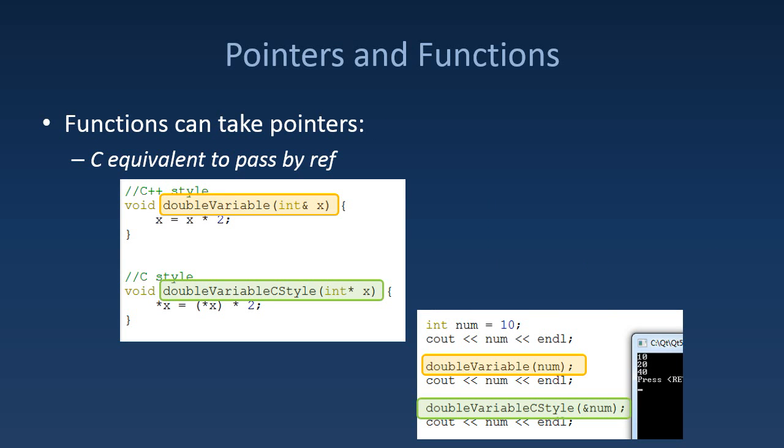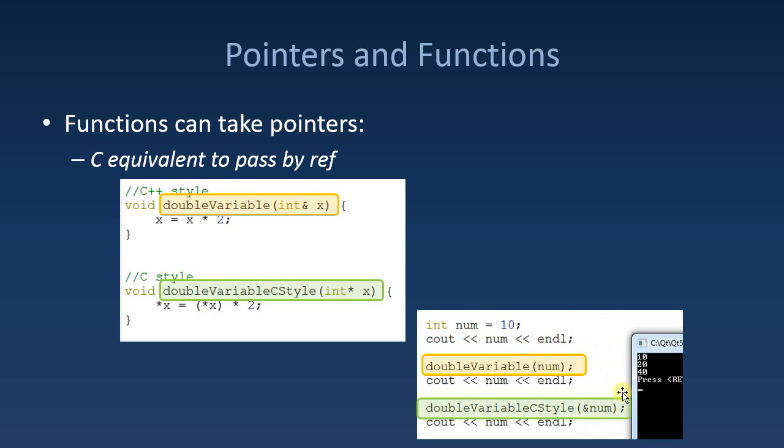We can work with pointers just like any other data type. So they can be parameters to a function. This is actually how C does pass by reference. C++ added this idea of reference variables and being able to pass by reference. C does not have that. So in C, if you want to do something equivalent to passing by reference, you pass in a pointer. And you do that by saying, okay, I'm going to do doubleVariable C style, and I'm going to pass in the address of my variable.